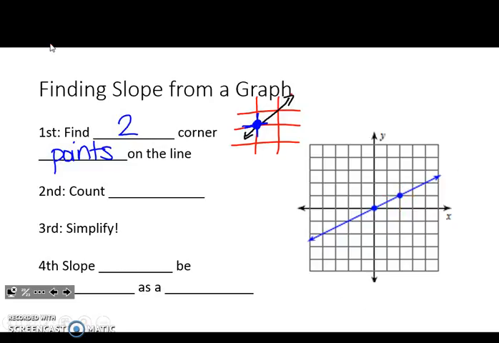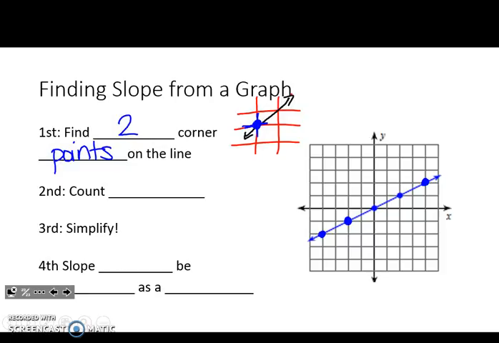There are three other perfect points, corner points, on this line, okay? So I'm going to show you. This would be a corner point because it's where this x value and this y value come together. Here would be another one. And then there's one more up here on the top of the line. So there's actually 5 corner points.